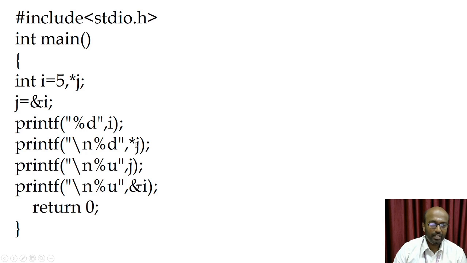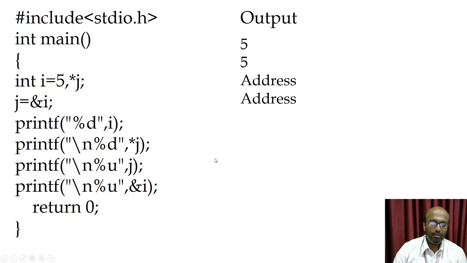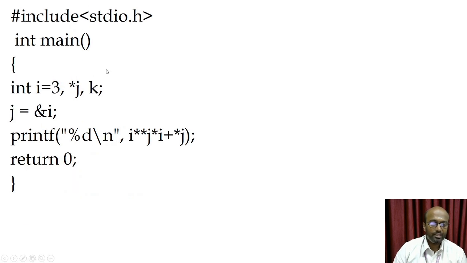The value at the address of I is 5 again, so the value 5 is printed. While j alone is printed, the address of I is printed, and the address of I is again printed here. So this will be the output: 5, and since j is printed, an address will be printed, and since ampersand I is printed, the address of I will be printed here.